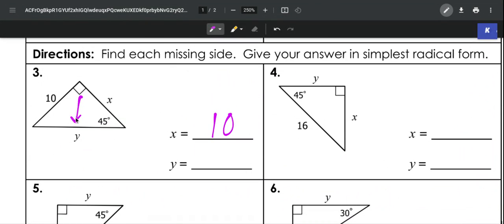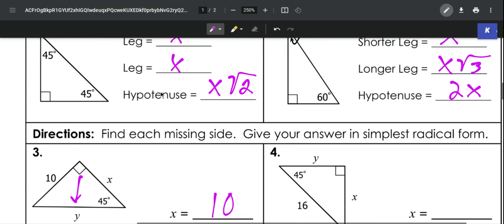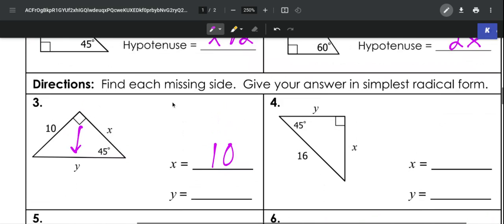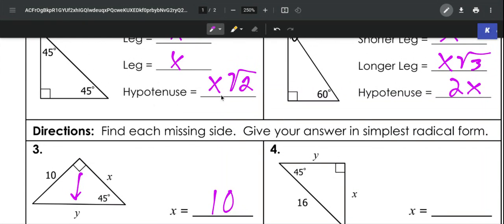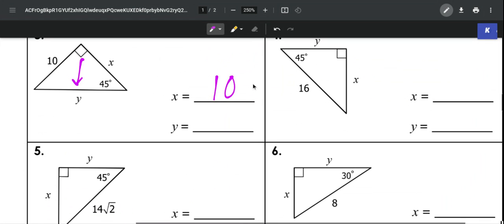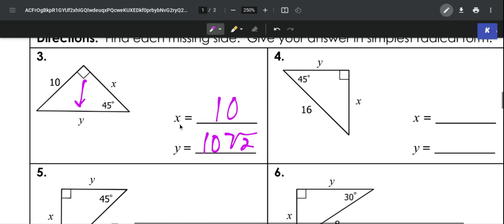So if our hypotenuse that we're looking at is the hypotenuse of a 45, 45, 90, that means that if x is equal to 10, our hypotenuse is going to be 10 radical 2, because our hypotenuse is just x radical 2. So in this case, we already know what one of our legs is, so we're just going to take that leg and then add radical 2 with it. And so our x here would be 10, which is our leg, and then our y here would be our hypotenuse. That would be 10 radical 2. So that one's a pretty easy one.